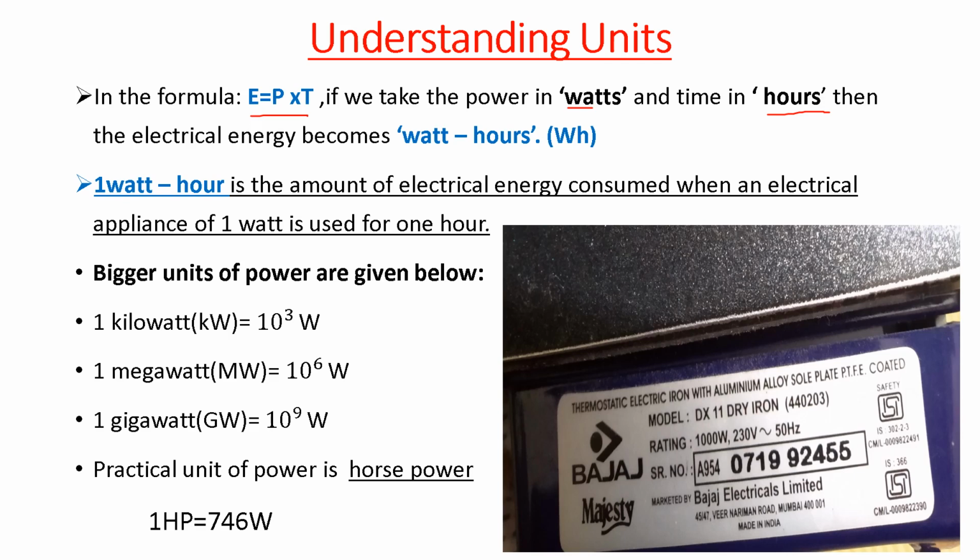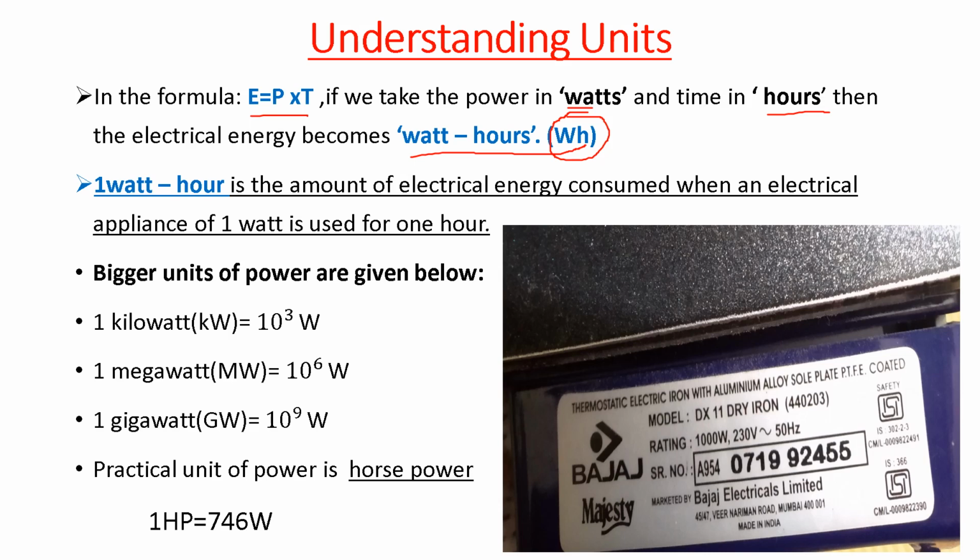So according to these two units, the unit for electrical energy becomes watt hour. So watt hour is the unit of electrical energy, which is written as Wh, capital W and small h.